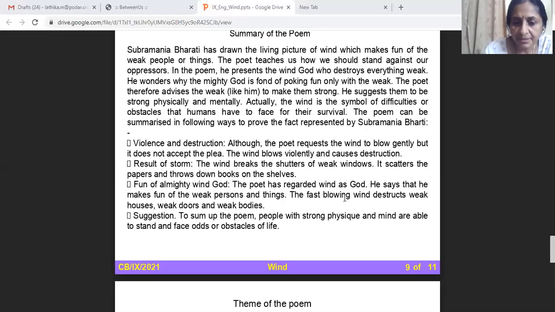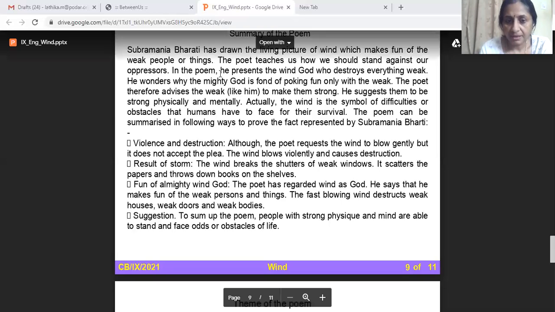The poet has regarded wind as God. He says that it makes fun of the weak persons and things. The fast-blowing wind destroys weak houses, weak doors, and weak bodies. So what he has concluded is that people with strong physique and mind are able to stand and face odds or obstacles of life. So if we are mentally and physically strong, nothing can harm us. So that was a summary of that poem.